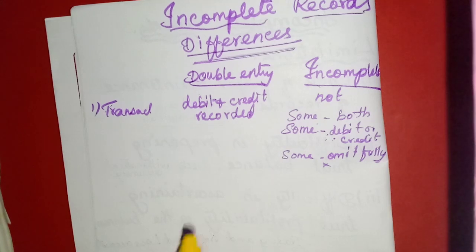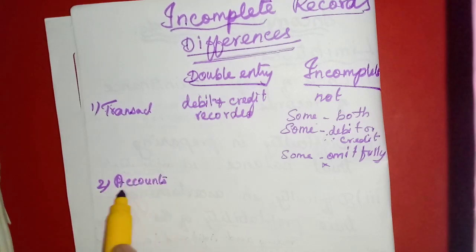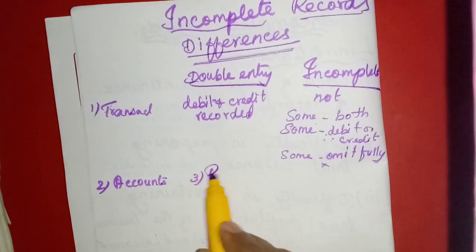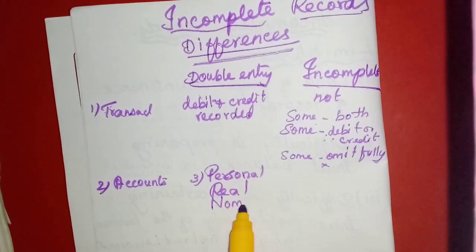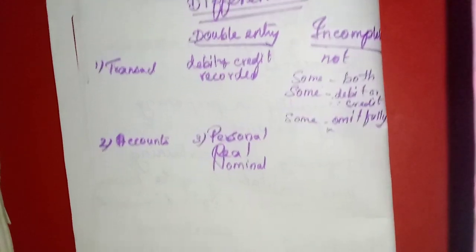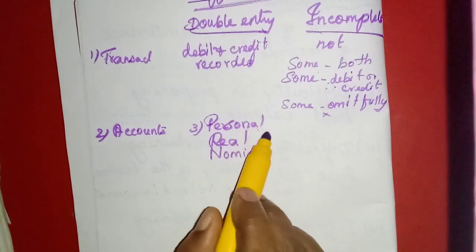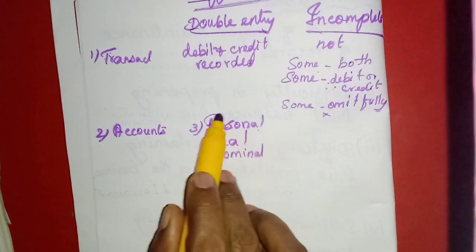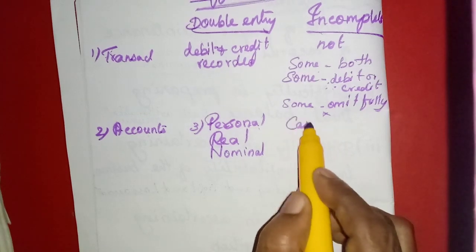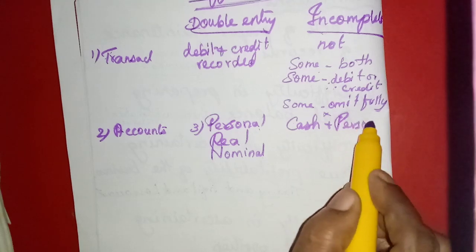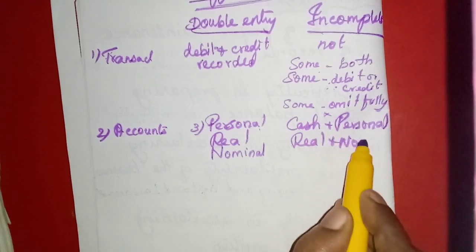Then the second one, the type of accounts maintained. We know what the three accounts are, isn't it? Personal account, real account, and nominal account. We have studied this fully in the 11th grade, 3rd lesson. Personal accounts, real accounts, nominal accounts, and the golden rules of accounting we follow. Here all three accounts are maintained fully. But here we will enter only the cash account and personal account. But real and nominal will be omitted.